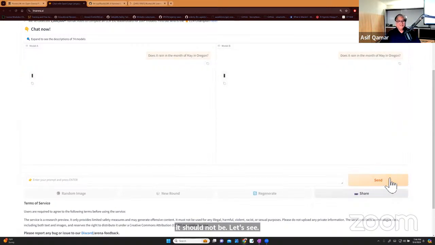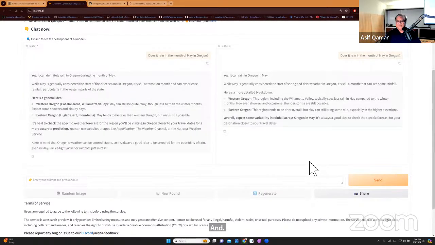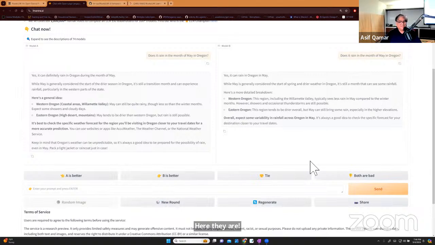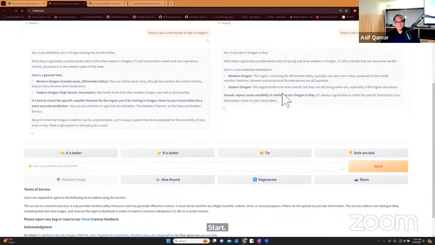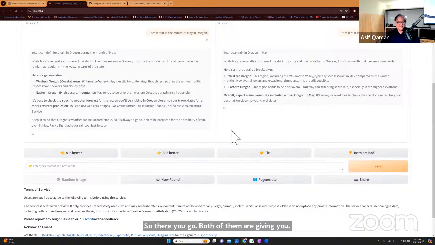And here they are. Yes, it can definitely rain in Oregon during the month of May. While May is generally considered the start of the drier season, it is still a transition month when it can rain. So there you go. Both of them are giving you within the ballpark about the same answer, isn't it? Right. So let's call it a tie.